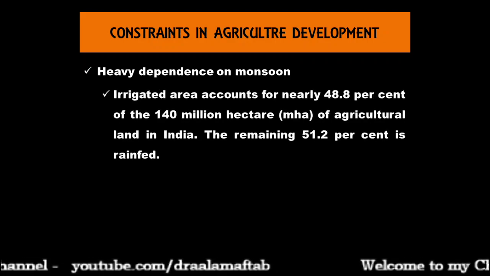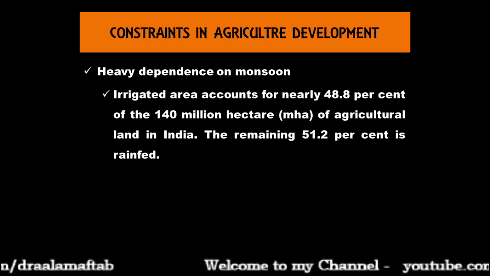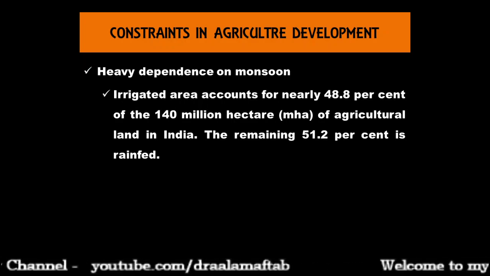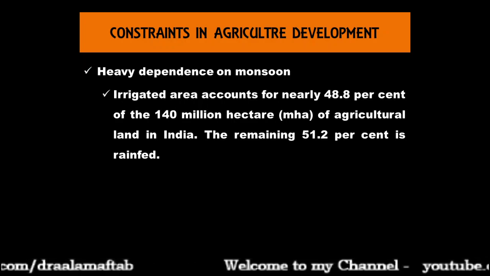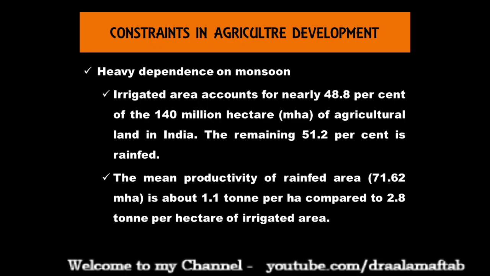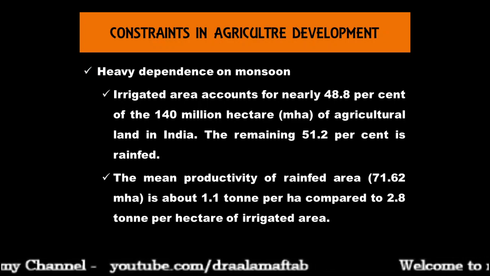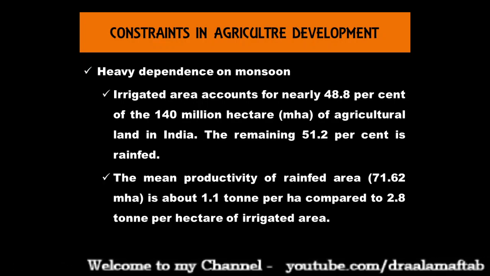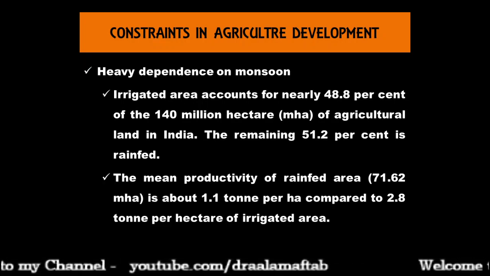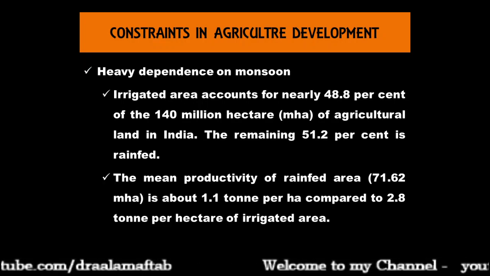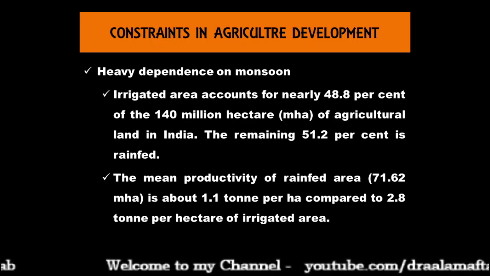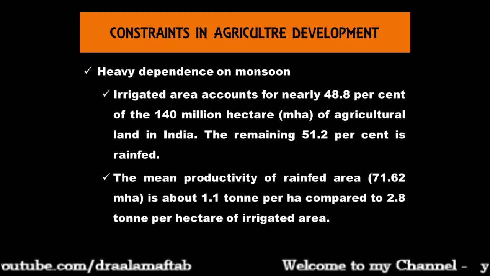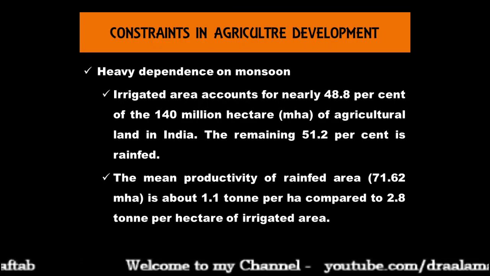According to an estimate, irrigated area accounts for nearly 48.8% of the 140 million hectare of agricultural land in India. The remaining 51.2% is rain-fed. The mean productivity of rain-dependent area is about 1.1 tonne per hectare compared to 2.8 tonne per hectare of irrigated area. So here you can see there is a significant difference in productivity between irrigated area and rain-fed area. This shows the importance of irrigation project development.